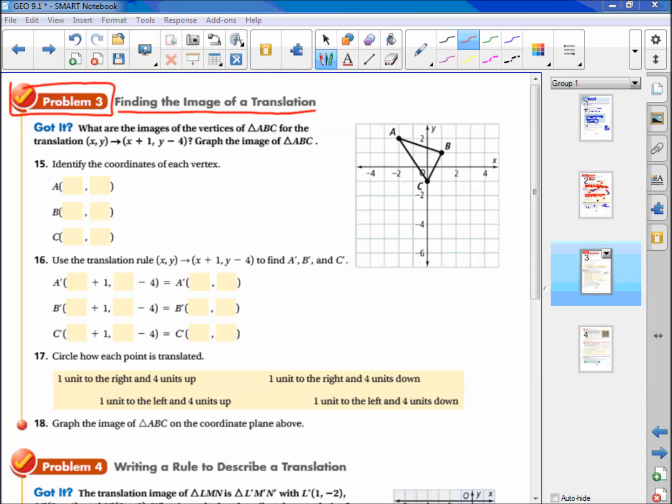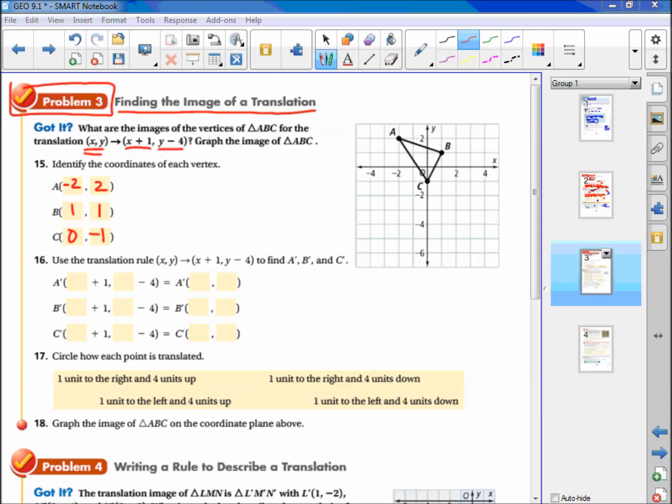And what are the images of the vertices of triangle ABC for the translation? That's going to take every point and move the x coordinate 1 to the right and the y coordinate 4 down. Okay, and then we're going to graph the image of ABC afterwards. So first off, we're going to identify the original, so the pre-image. So A is at -2, 2. B is at 1, 1. And C is at 0, -1.